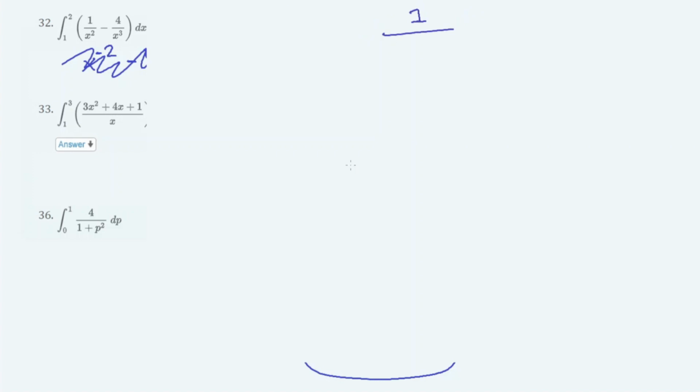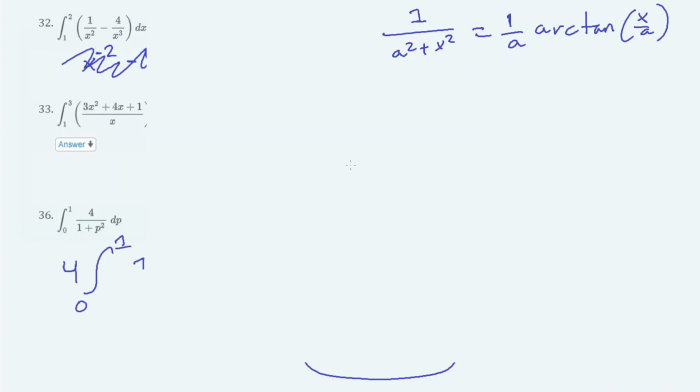So let's say you have 1 over a squared plus x squared. That's going to be equal to 1 over a times arctan x over a. So we could see here we have something like that. So let's rewrite it like this. We have 4 times the definite integral of 1 over 1 plus p squared dp. And we could remove the 4 and put it on the outside because it's a constant.